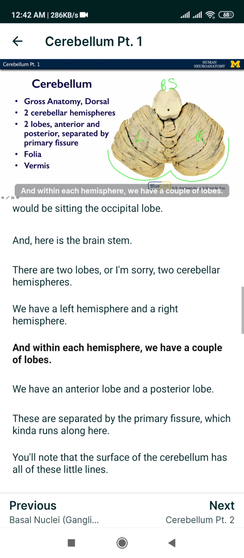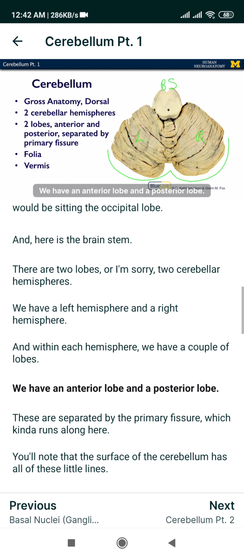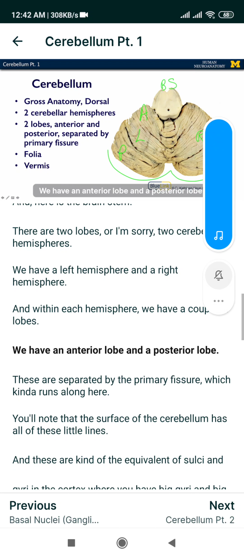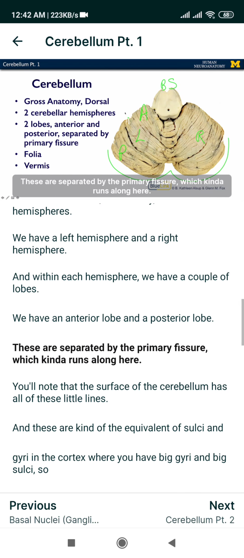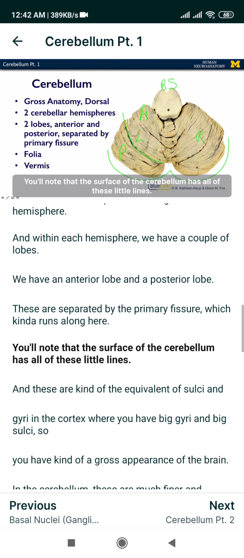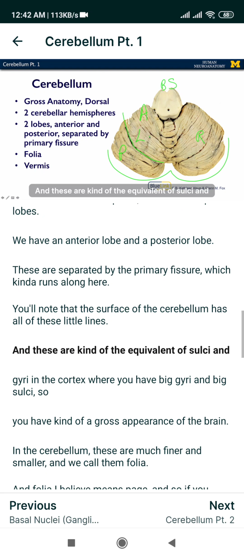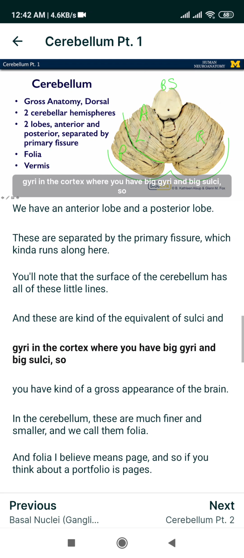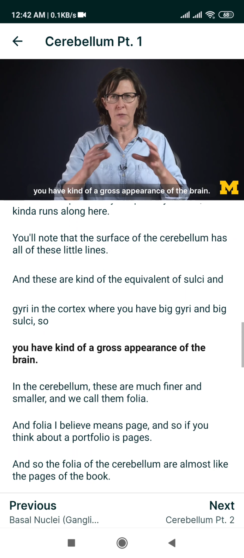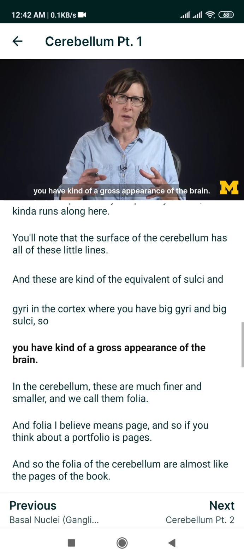And within each hemisphere, we have a couple of lobes. We have an anterior lobe and a posterior lobe. These are separated by the primary fissure, which kind of runs along here. You'll note that the surface of the cerebellum has all of these little lines. And these are kind of the equivalent of sulci and gyri in the cortex, where you have big gyri and big sulci, so you have kind of a gross appearance of the brain.